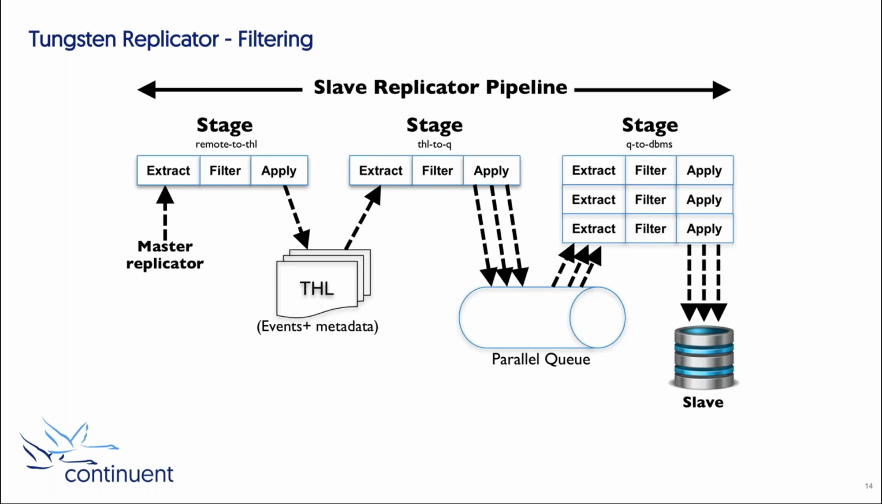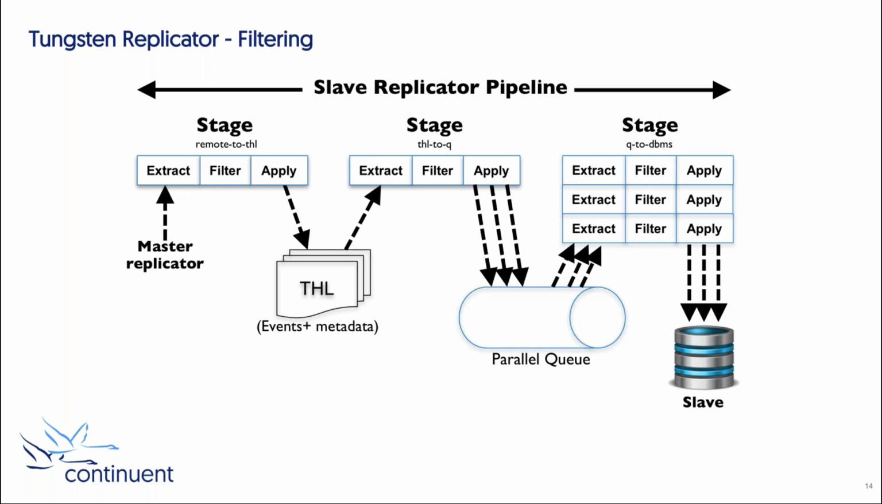Or if we want to have the full THL that we get from the master and filter it after the THL was written, we could put the filter in the queue to DBMS stage so that we have the full THL with all events and filter just right before we write to the database. So another thing that kind of makes this interesting is that if we have a slave, that slave actually may be a master to another slave, because you could daisy chain slaves to one another.